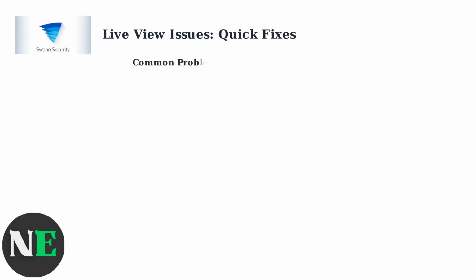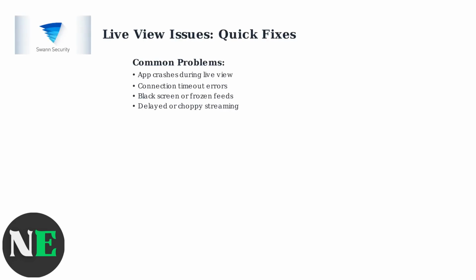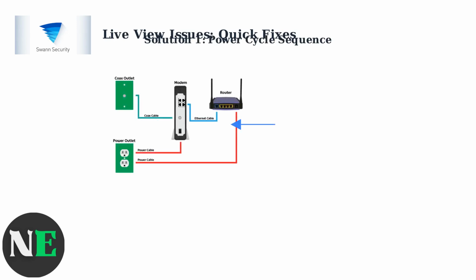Swann security camera live view issues are common problems that many users face. App crashes, connection timeouts, black screens, and choppy streaming often occur after system updates or network changes. The first and most effective solution is a proper power cycle sequence. This resolves about 80% of live view connectivity issues by resetting all network connections in the correct order.